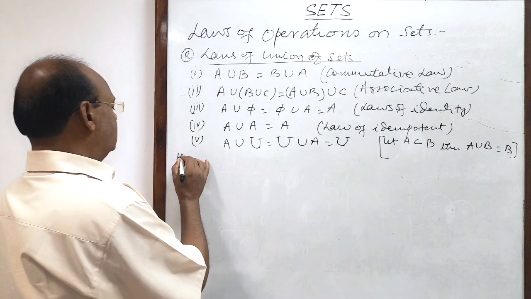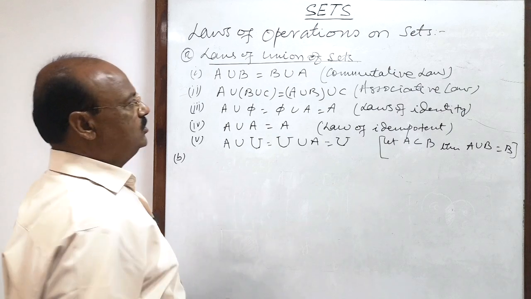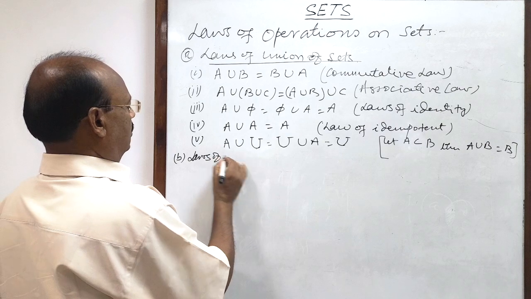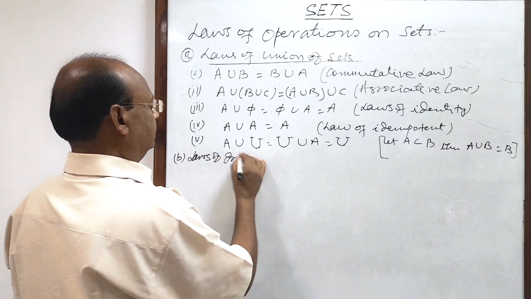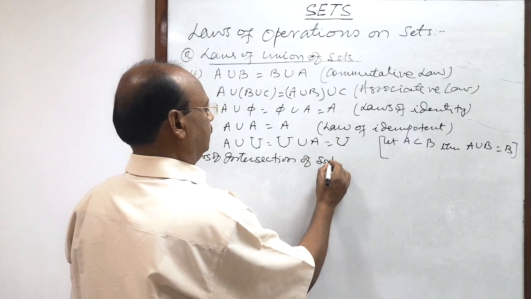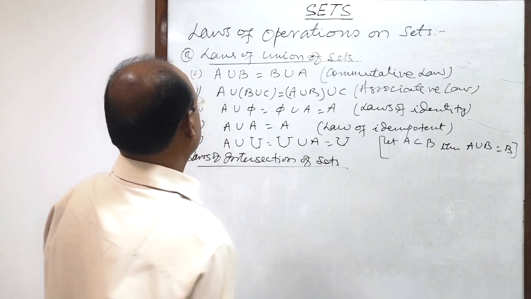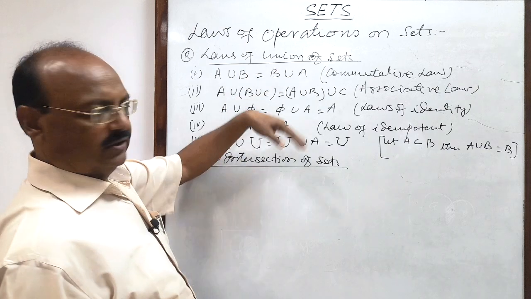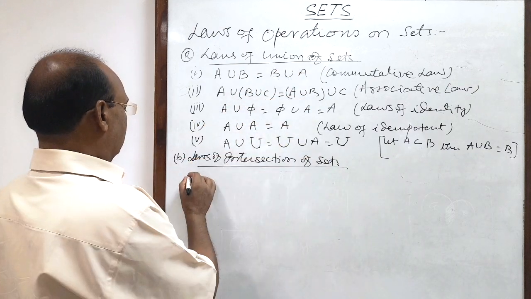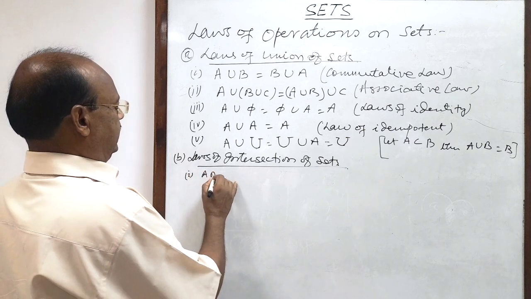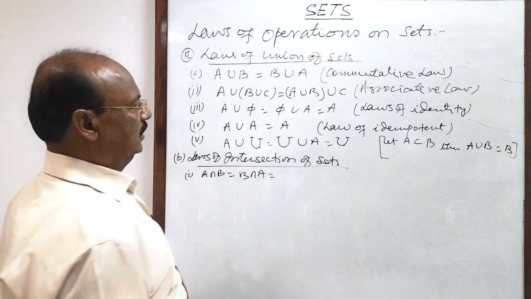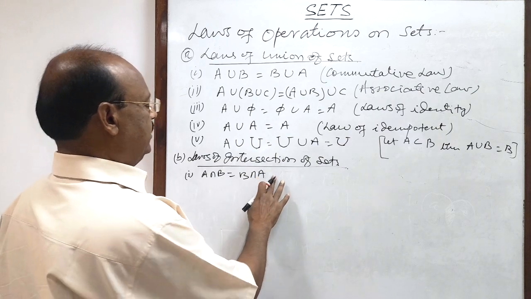Now let us discuss laws of intersection of sets. Accordingly, we'll discuss these laws also. First is A intersection B is equal to B intersection A, and this is known as commutative law.